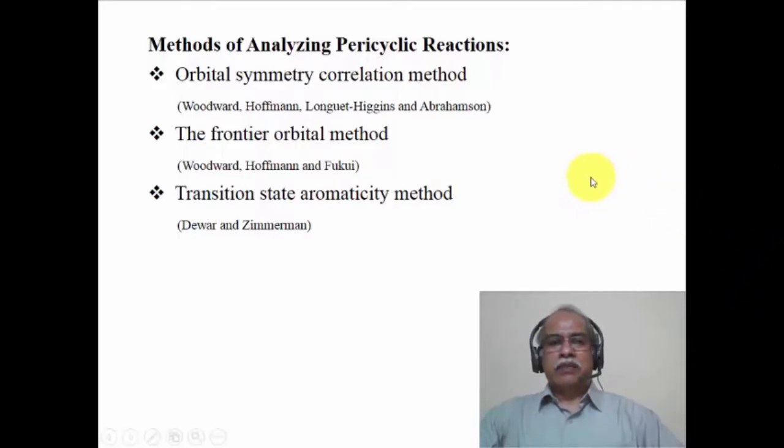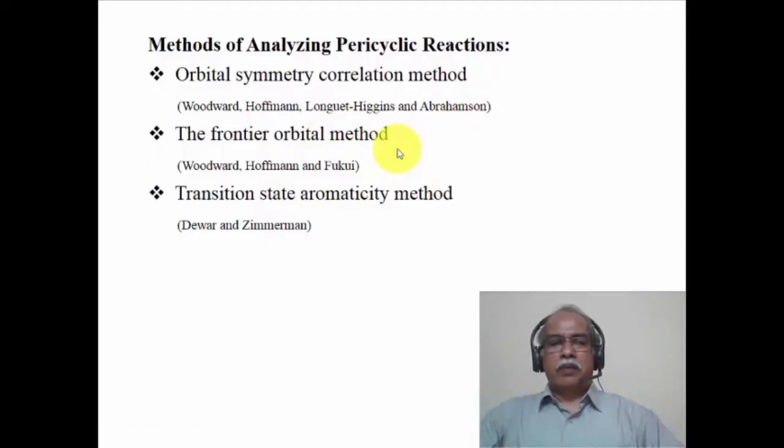Now these are the various methods by which the pericyclic reactions can be analyzed. The first methodology is called the orbital symmetry correlation methodology, largely developed by Hoffmann, Longuet-Higgins and Abrahamson. In this particular methodology, the symmetry properties of the starting molecular orbitals are correlated to the symmetry properties of the product molecular orbitals. We will see more details of how this methodology works as we proceed with the modules. The second methodology is called the frontier molecular orbital methodology.